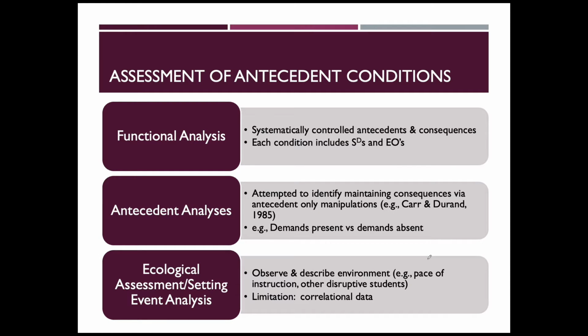There are other antecedent analyses we could do. Some of these may not have direct utility for every case, but you may find yourself utilizing some of these approaches. One of which I think we may have talked about in some detail, Carr and Durand, 1985. So we could essentially conduct an assessment where we're just presenting antecedent conditions and seeing if problem behavior occurs, right? So consider an example where we test demands being delivered to a condition where no demands are delivered. So we could see if problem behavior differentially occurs with respect to demands present versus demands absent. We're not learning anything about the function, and that is an important limitation, but we do learn about the antecedent conditions that influence the occurrence or non-occurrence of the behavior.